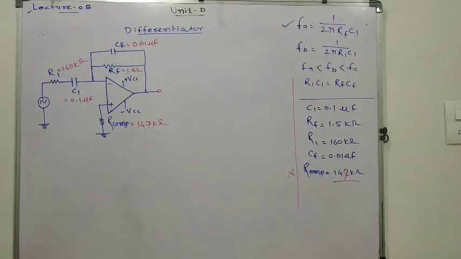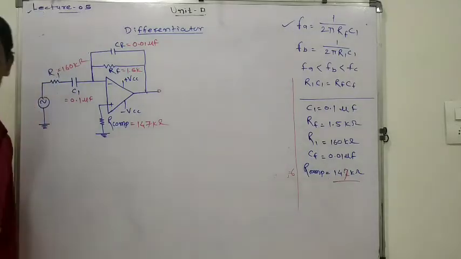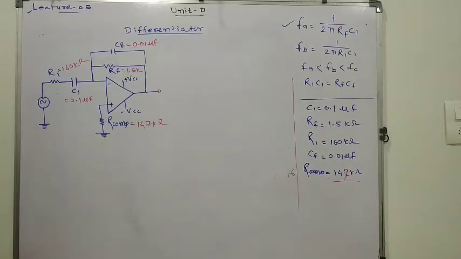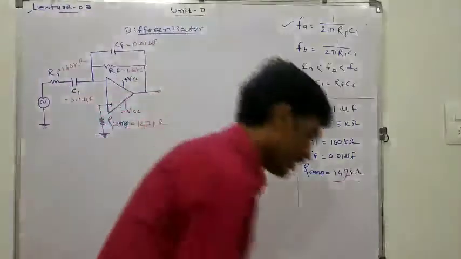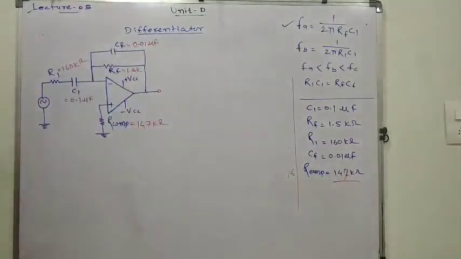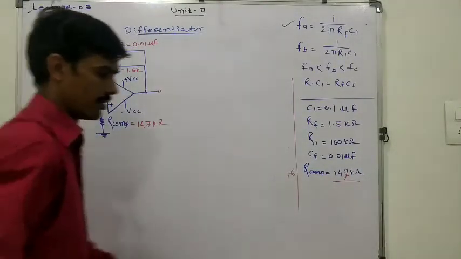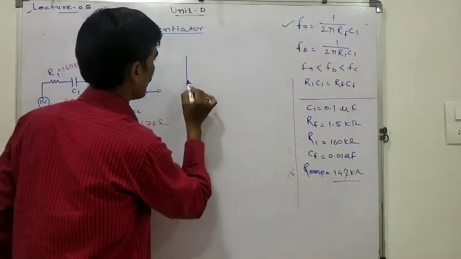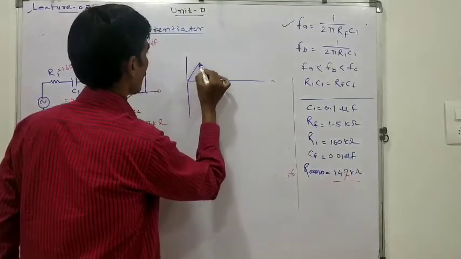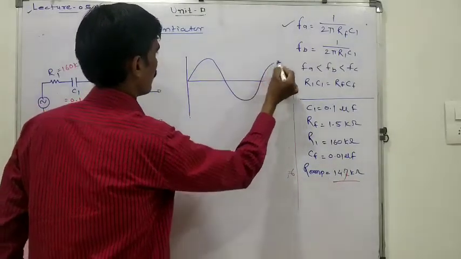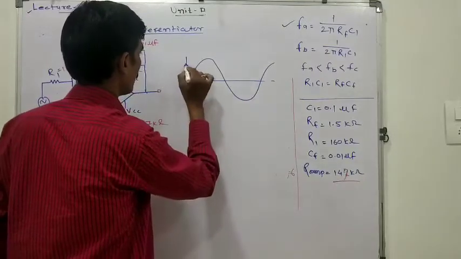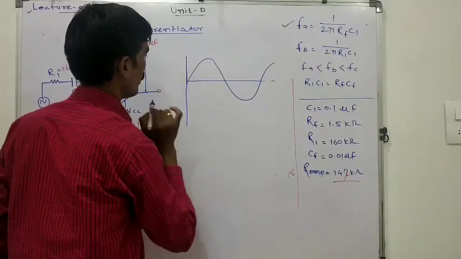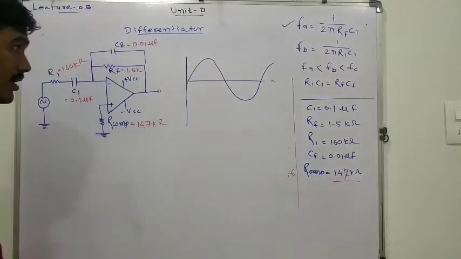Now, next, what is the next problem? The next problem asks that if a sinusoidal wave of 1 volt peak at 1000 Hz is applied to the differentiator, draw its output waveform. Now, here one sinusoidal signal is given with amplitude. What is the given data? They are providing a sinusoidal signal. We are assuming this is the input sinusoidal signal.